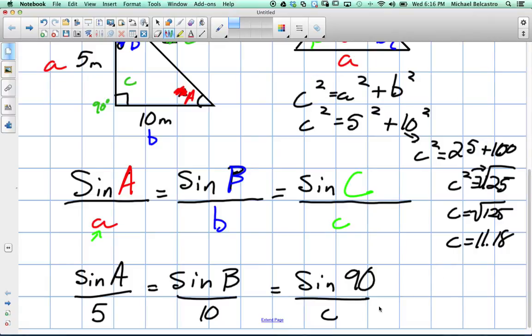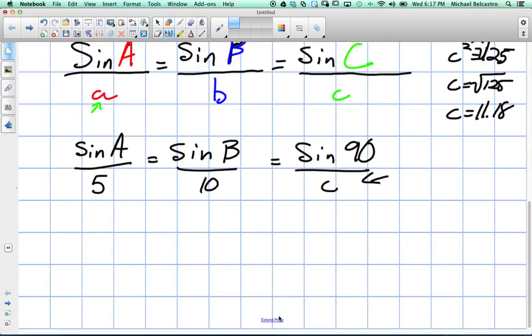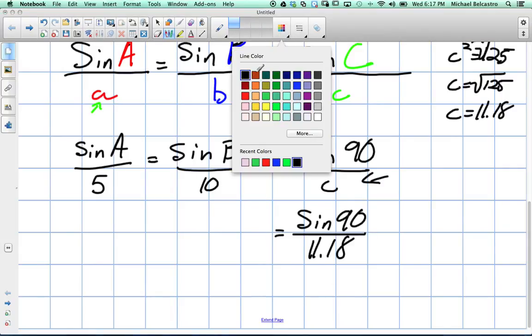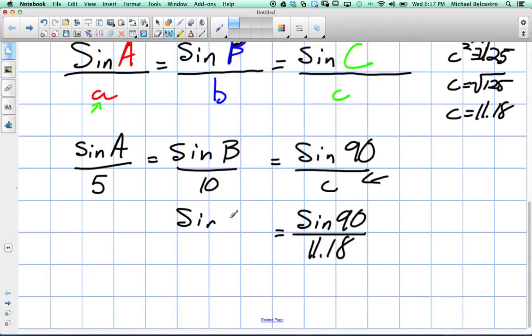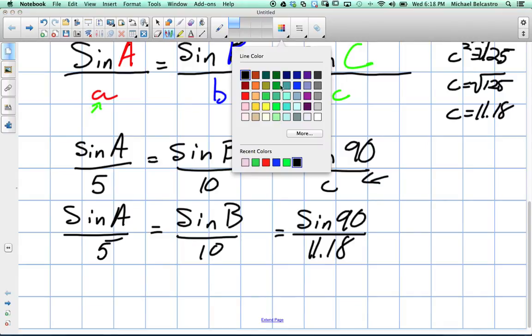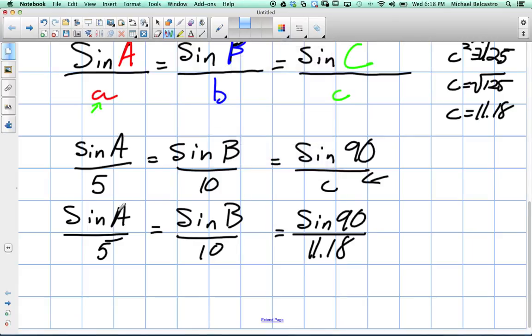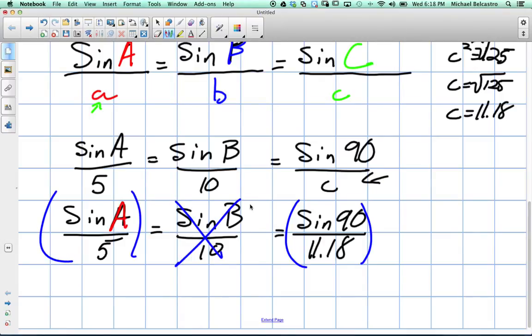Now we have that measurement, so we can now use our sine law. Let's write it out here: sine 90 over 11.18 is equal to sine B over 10 and sine A over 5. Now we have that complete ratio, so we can choose what we want to solve for. Let's say we want to solve for A first. We only need two of them: the complete ratio and what we're looking for. The one in the middle is not important, so we can just drop it out.